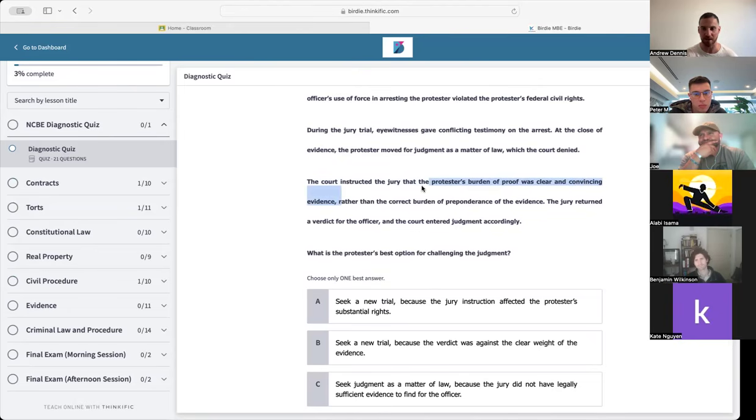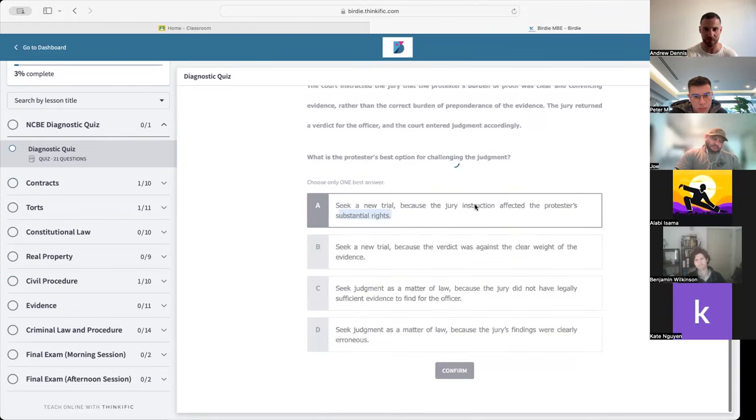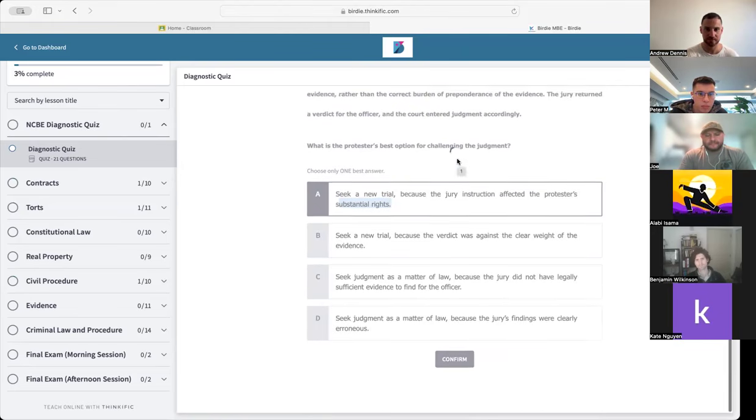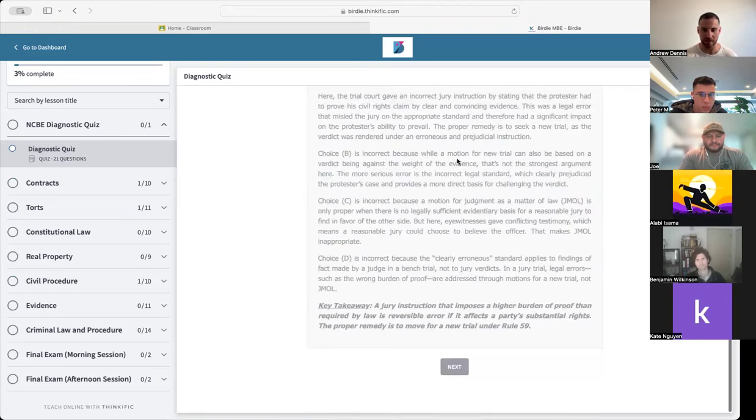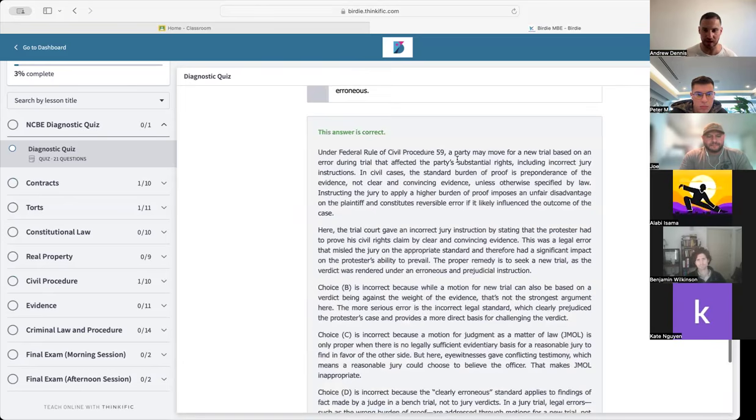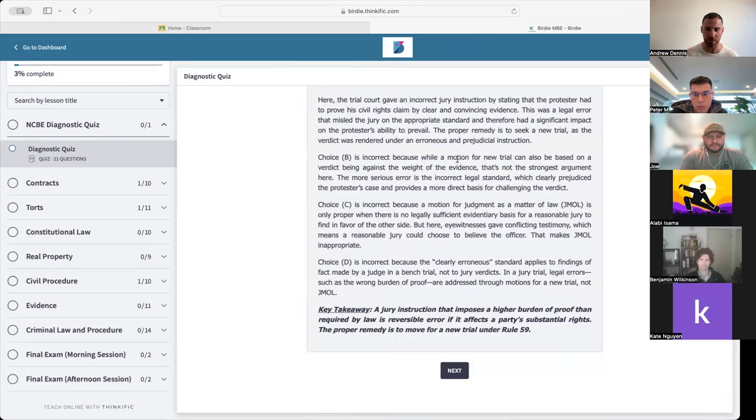It wasn't anything about what the verdict said compared to the evidence. It was that they gave improper instructions, and if the improper instructions affect the protester's substantial rights, then that's a good reason for a new trial, right? A jury instruction that imposes a higher burden of proof than required by law is reversible error if it affects a party's substantial rights. The proper remedy is to move for a new trial under Rule 59.